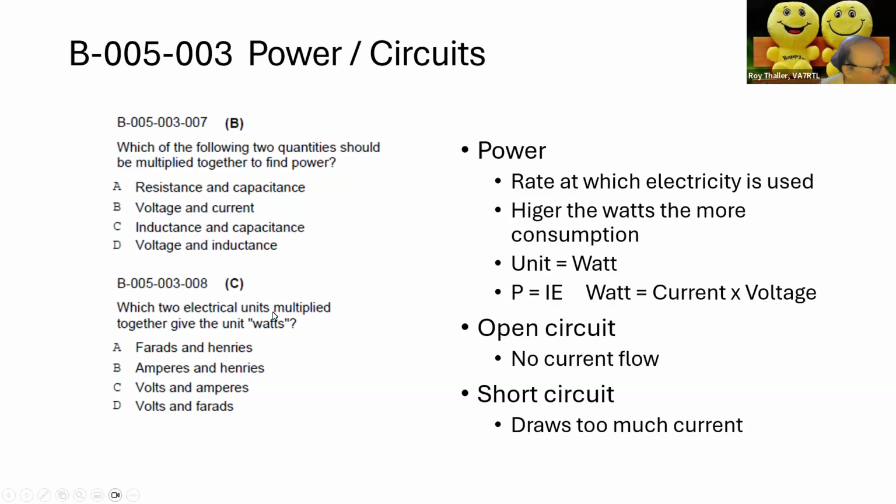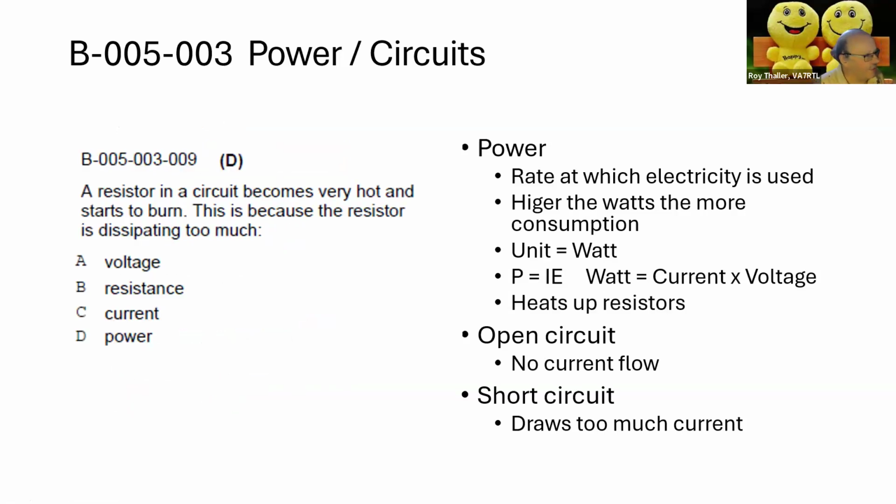Which two electrical units multiplied together gives the unit watts? So similar to this question. So here it would be volts times amps. So C is the correct answer.